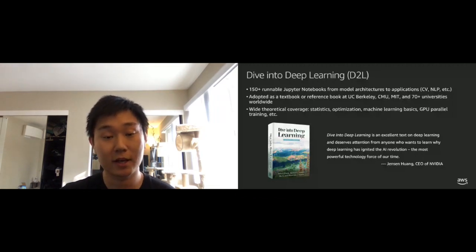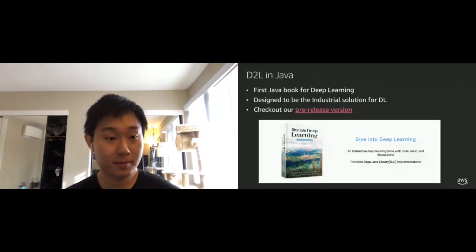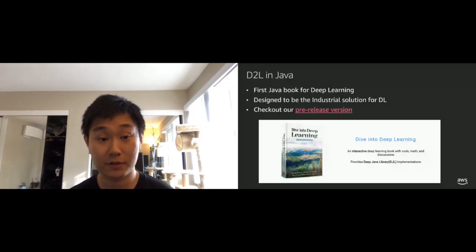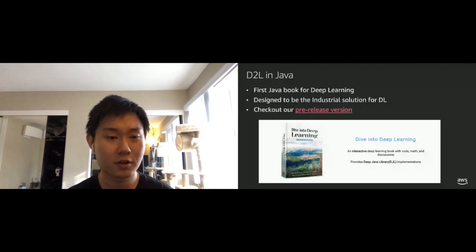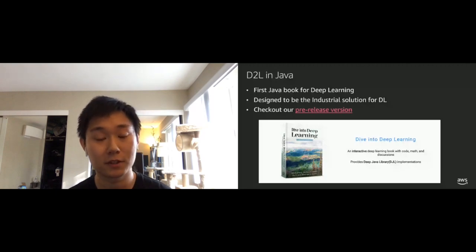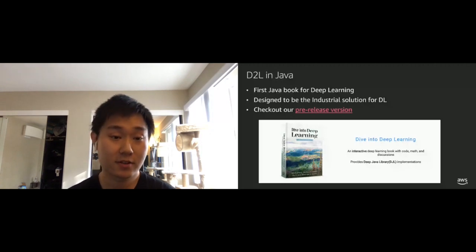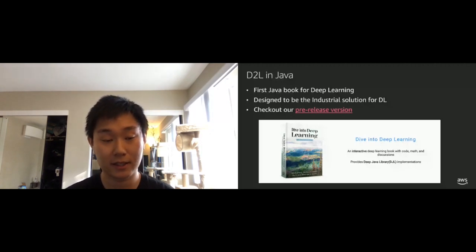And also it contains the NLP information. So now we also bring something similar. We're currently implementing Dive into Deep Learning, this book, inside of Java. And I think it's also recognized as the first Java book for deep learning in our use cases. And before the session started, I already put the link in the chat room where we can check it out.